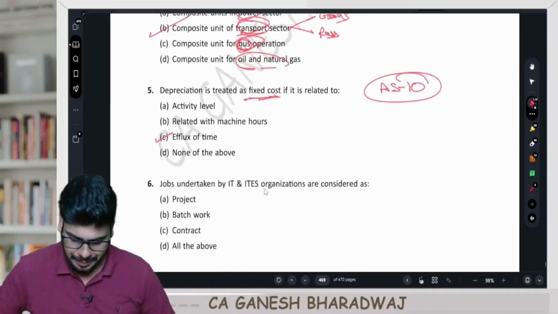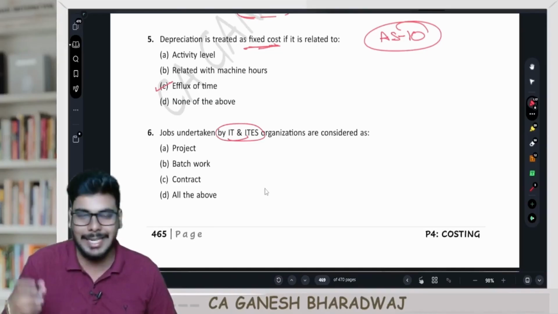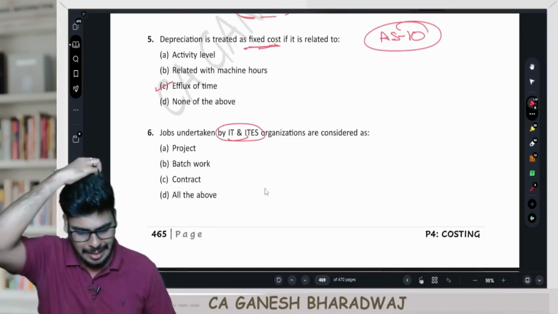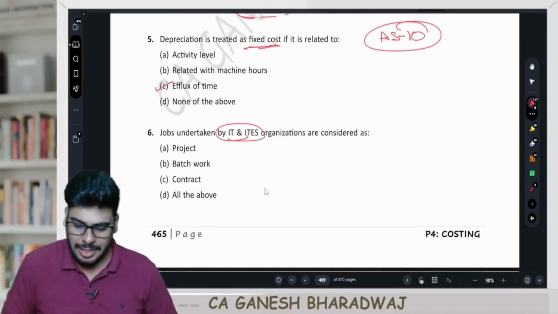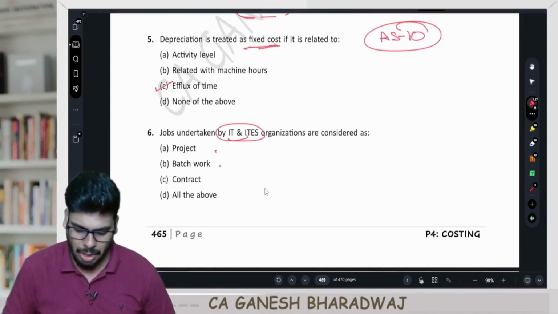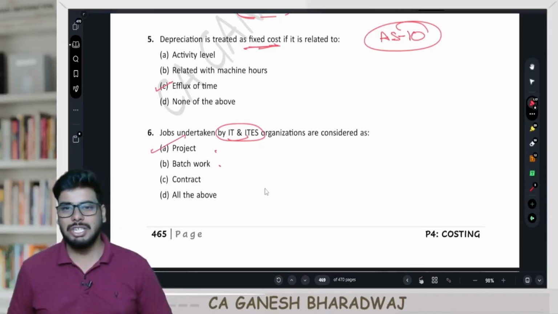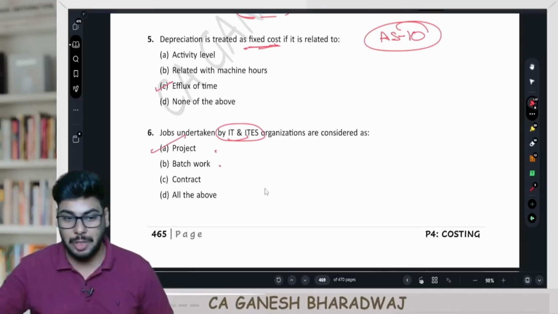Right. Next, jobs undertaken by IT and ITES. ITES means what? Information technology enabled services, right? Organizations are considered as what? You call their jobs as what? Project, batch work, contract, all of the above. Obviously, it's project. We did one question, you remember, engineers and all, and we calculated the absorption rate, unique sum we did.